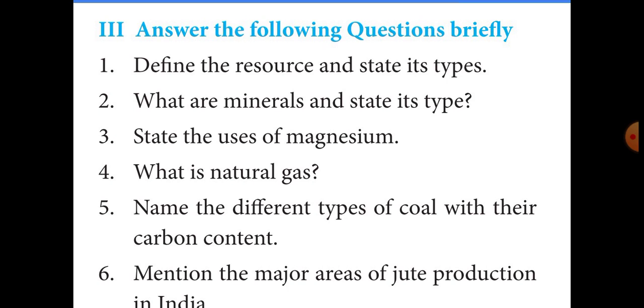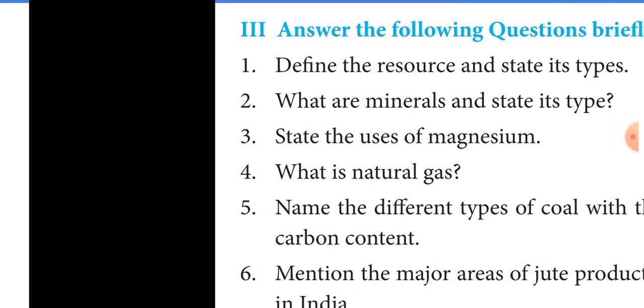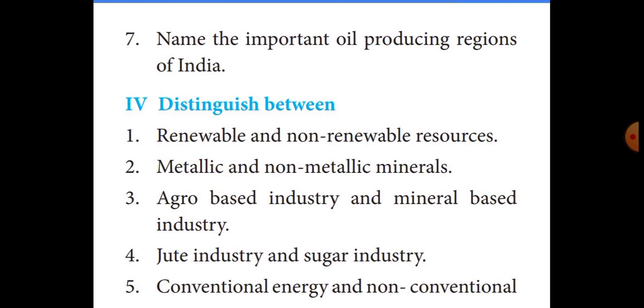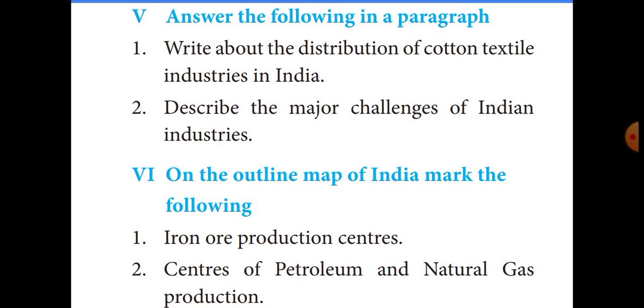Roman number 3. All the questions I already gave. Seven questions are there, and those seven questions I already gave. Then distinguish questions also I gave. All five distinguish questions are there. You have to refer to the guide. Then paragraph. First question already I gave: describe the distribution of cotton textile industries in India. The second question you have to mark now. Second question, describe the major challenges of Indian industries.